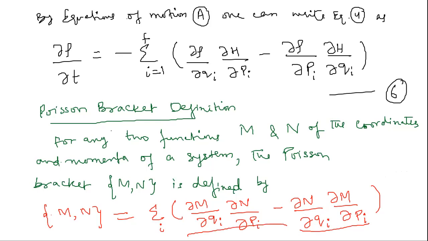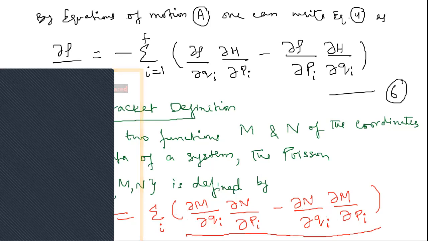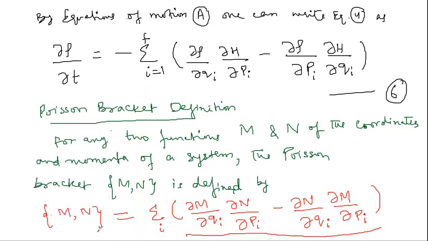Let me make it clear. When I write Poisson bracket of M and N, this is this sum. What we do in this Poisson bracket is first find the derivative of M with Q i, then multiply it by the derivative of N by P i, then you subtract. In the negative term, you do the reverse. You find the partial of N with Q i and partial of M with P i. Then you sum over all the degrees of freedom. This whole sum in compact form is written as the Poisson bracket of M and N.